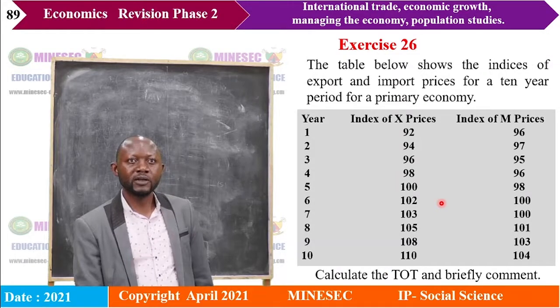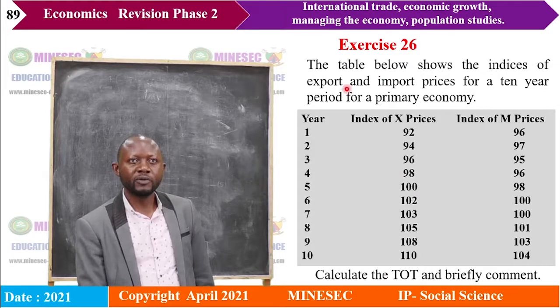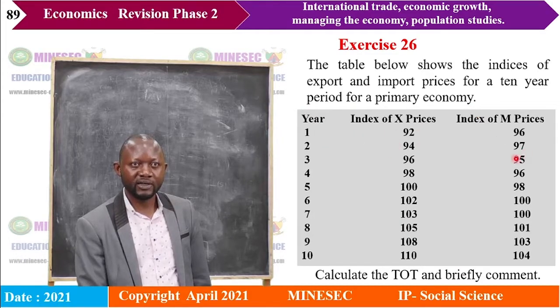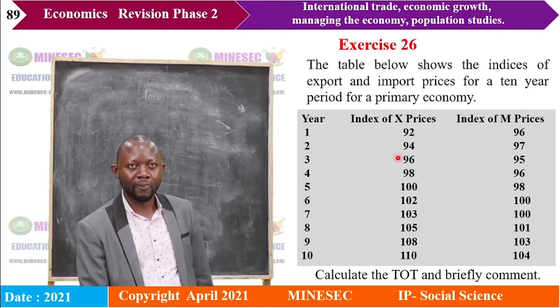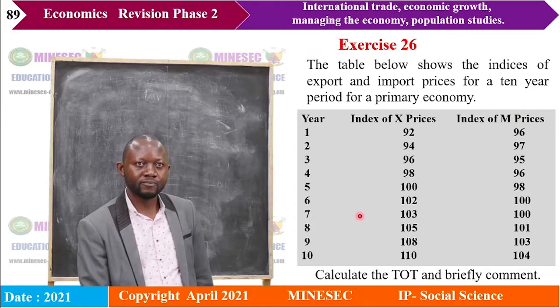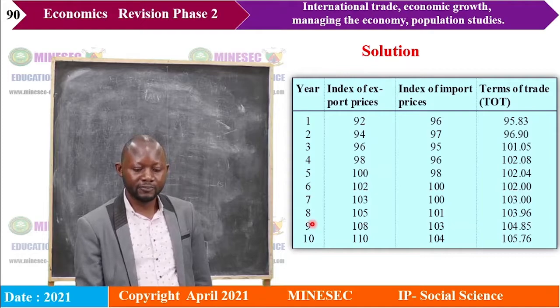Now let's get to the last exercise. The table below shows the indices of export and import prices for a 10-year period for a primary economy. You have year 1 to 10. Now we have the various years. You are expected to calculate the terms of trade and briefly comment. So this is the terms of trade here. Of course, a formula that we have seen: the index of export prices divided by the index of import prices times 100. So if we employ that formula, we are going to have this table.